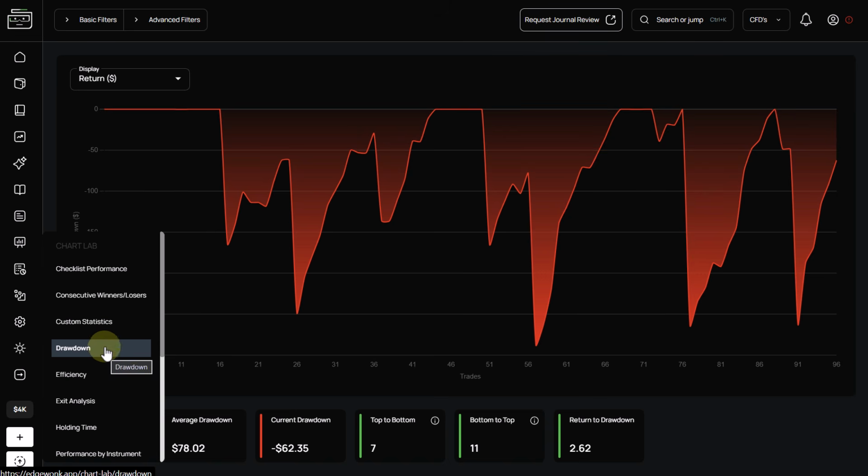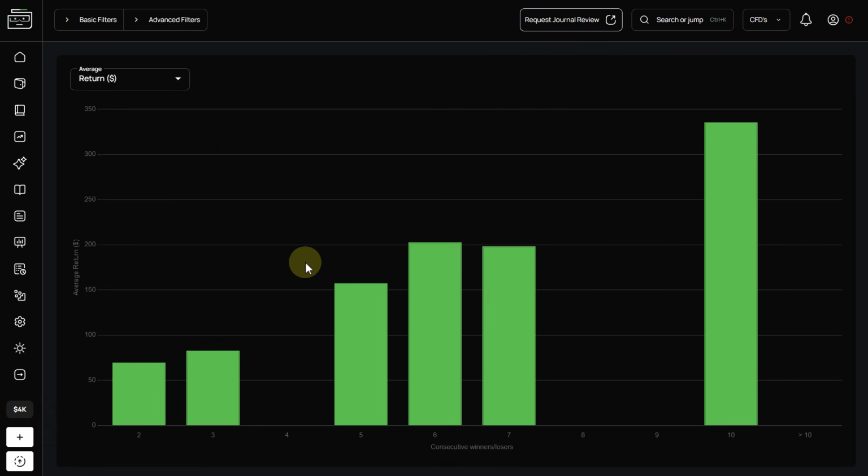So let's go to your consecutive losses. And this was really astounding. Typically, this also shows your losing streaks below the x-axis, but there are no losses that are 2 losses or 3 losses in a row. So he doesn't have any losing streaks where he has 2 losses or 3 losses in a row.